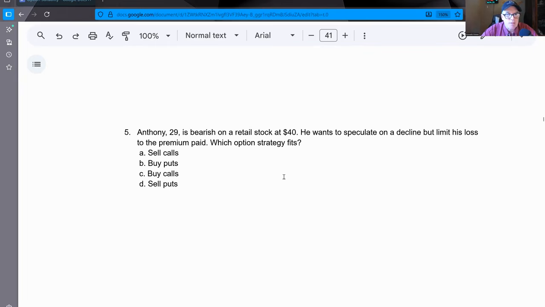Anthony, 29, is bearish on the retail stock at $40. He wants to speculate on a decline, but limit his loss to the premium paid. Which option strategy fits? Well, you're bearish and you want to speculate, so we're going to be buying something. We can either sell a call or buy a put, so we're going to go with buy a put, baby. Buy a put.